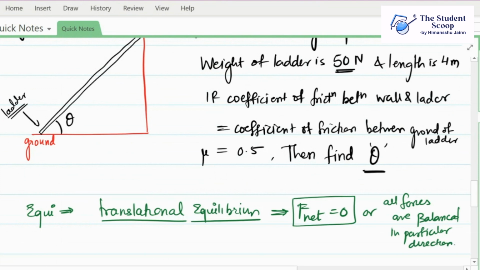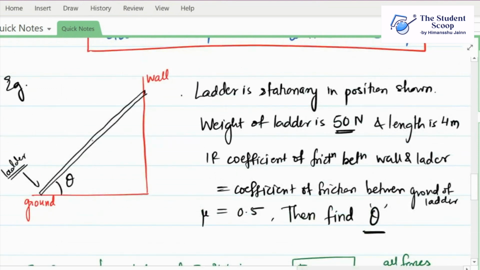Now first understand what are the forces acting on this object. There has to be a weight acting through the center of gravity. This is the center of mass or the center of gravity of the object, basically at the middle of the object, and that is where the weight is acting, which is 50 newtons. Now from the wall there will be a normal force, and there will be a frictional force from the wall. Similarly there will be a normal force from the ground, and there will be a frictional force on the ground to the right.